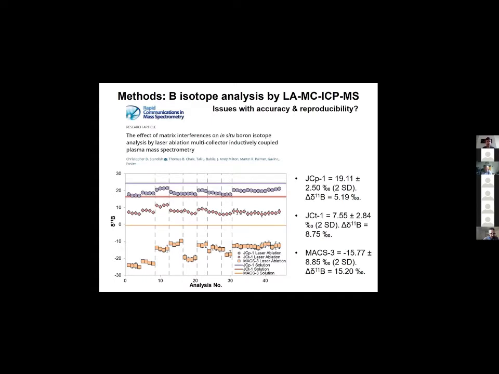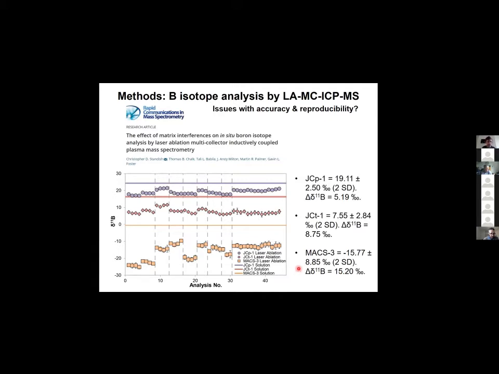So the analytical setup that we use in Southampton combines an Elemental Scientific Lasers New Wave Research 193 excimer laser ablation system, coupled to a Thermo Scientific Neptune Plus multi-collector. The methods that we use were presented in this paper up here, published a few years ago in Rapid Communications in Mass Spectrometry.